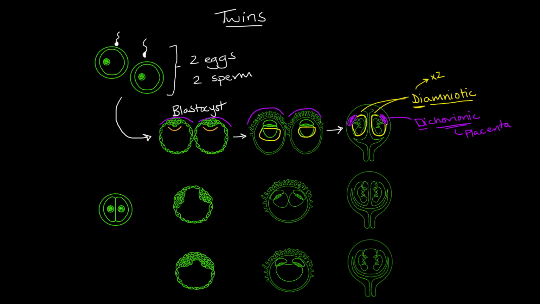So amniotic means, of course, amniotic sac. That one makes a little bit more sense, it's amnio. And chorionic means placenta. And di, again, means there's two. So if each twin has their own placenta and their own amniotic sac, then these twins would be called diamniotic, dichorionic. Okay, and so this is one way you can have twins, if you have two different eggs and two different sperm. But you can also have one egg and one sperm.